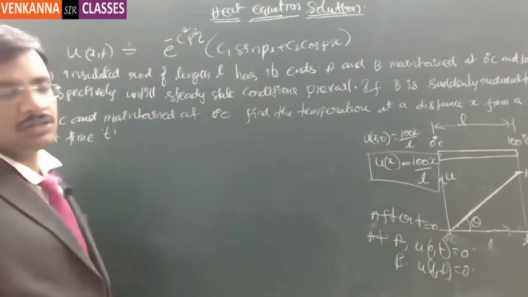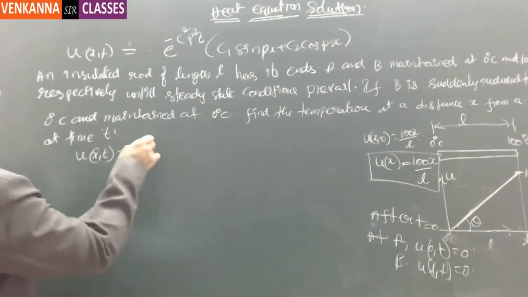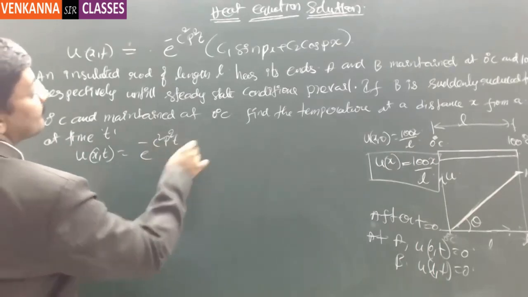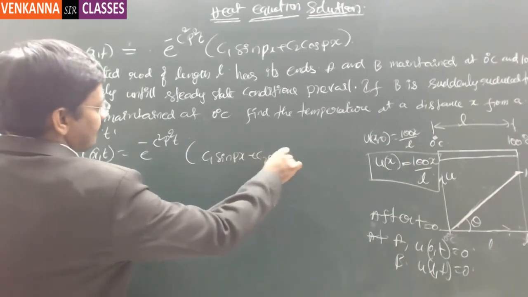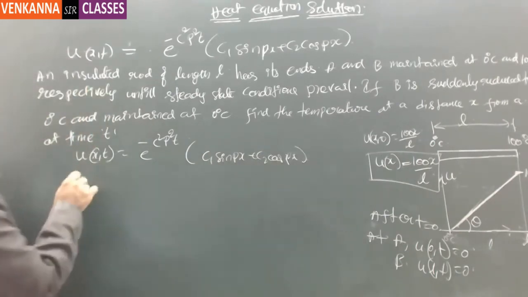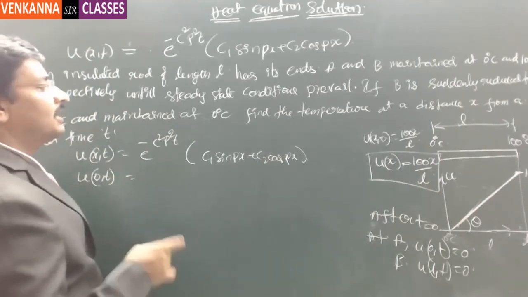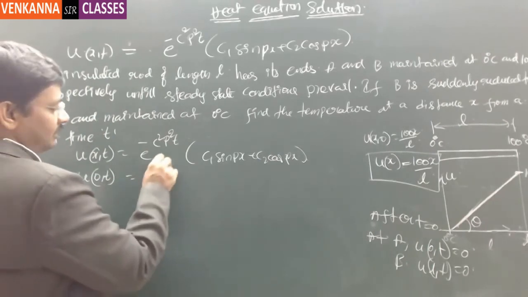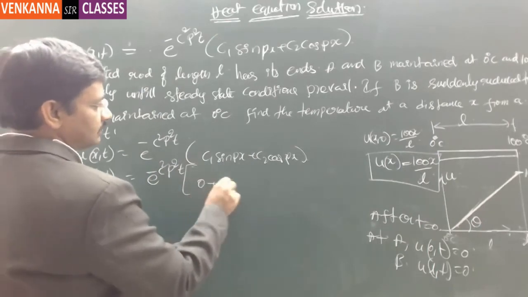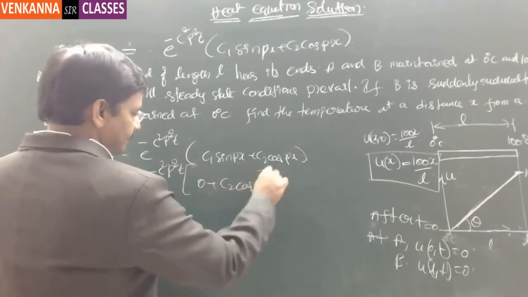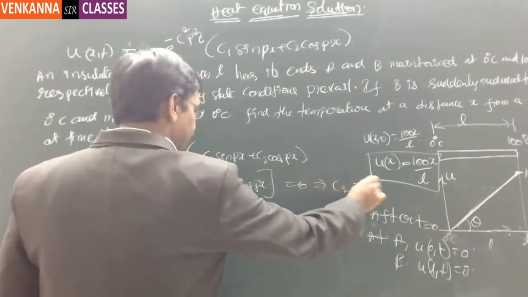Now if you try to find the values, u of x comma t is equal to e power minus c square p square t times c1 sin px plus c2 cos px. In this equation, if you substitute u of 0 comma t, which is maintained at 0 degree centigrade, we get e power minus c square p square t times c2 cos px equal to 0, which implies c2 equal to 0.